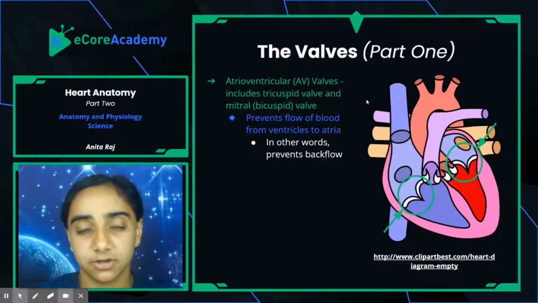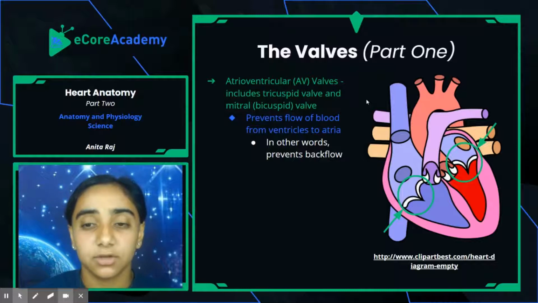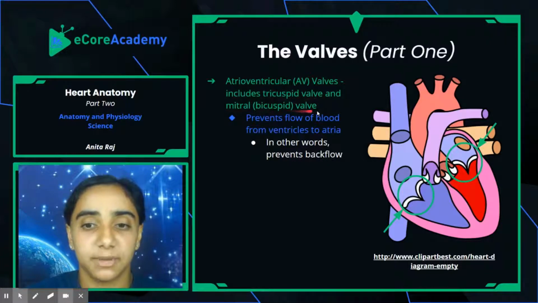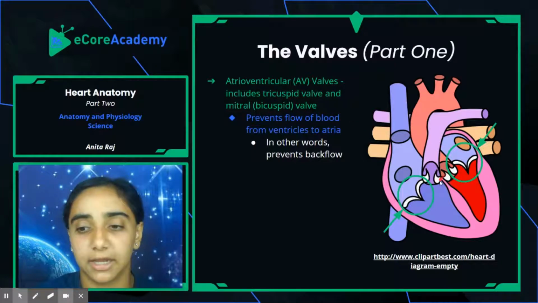So what does atrio sound like? Atrio sounds like atrium. Ventricular sounds like ventricle. So these are the valves that separate your atria from your ventricles. They're the valves located between your atria and your ventricles. So these include the tricuspid valve and the mitral, which is the bicuspid valve, which we were talking about. Again, the tricuspid valve is right over here where my cursor is.